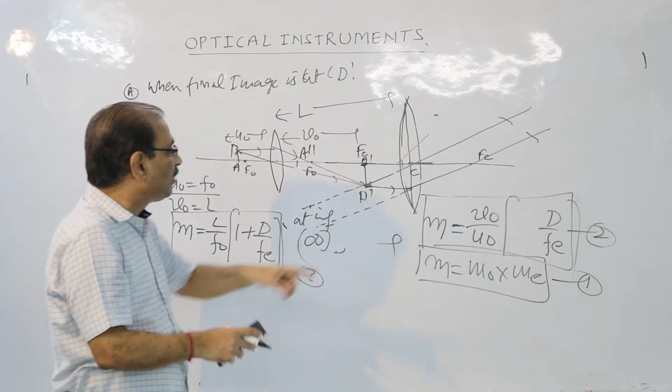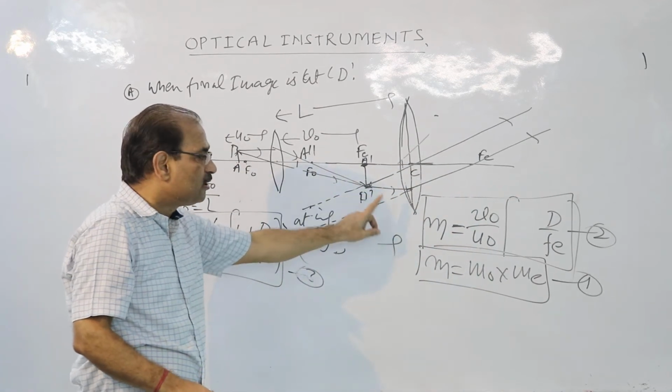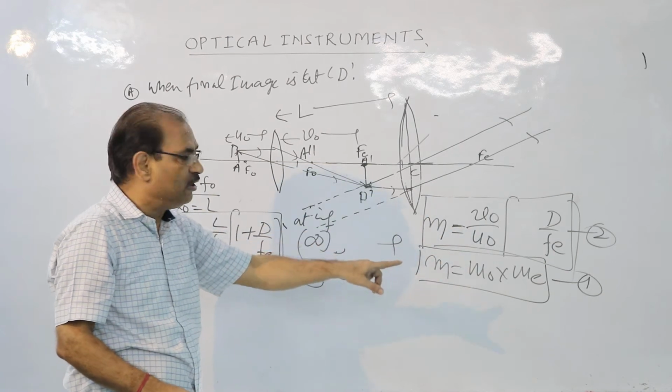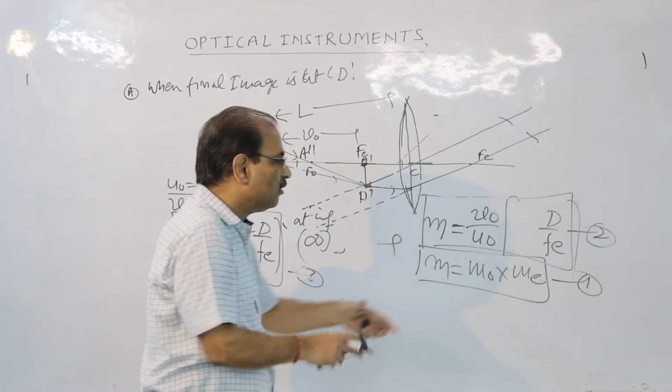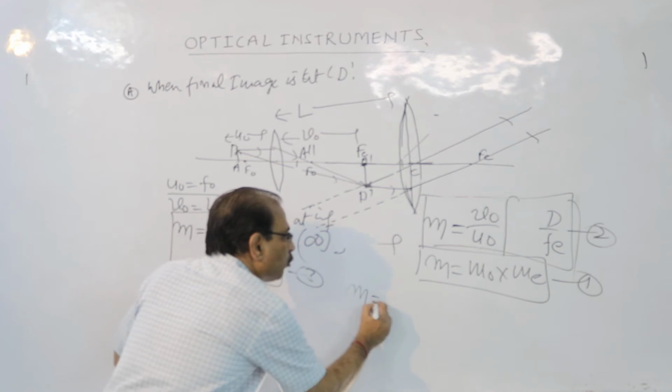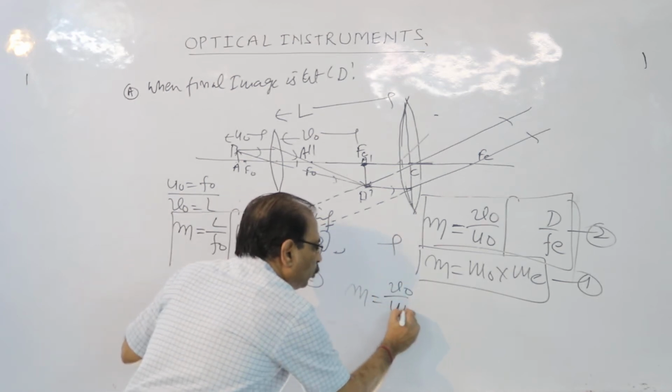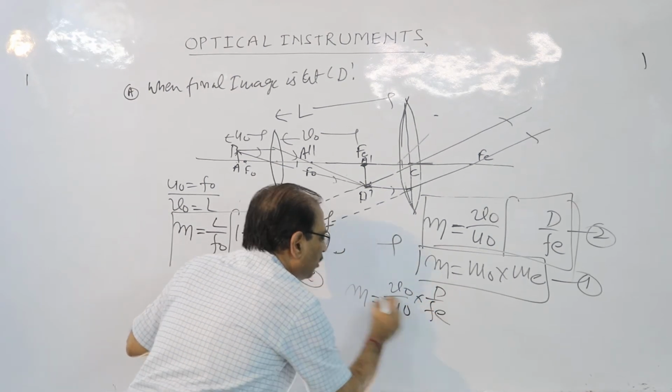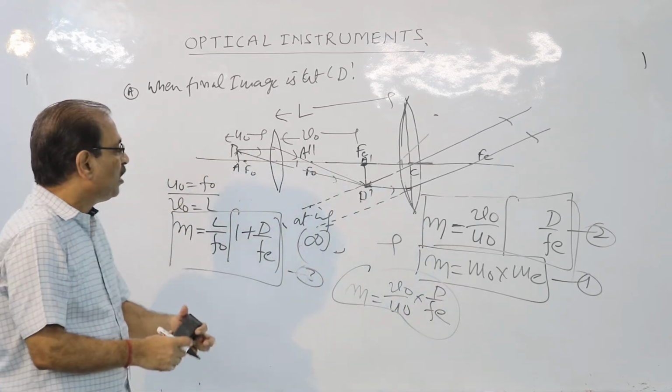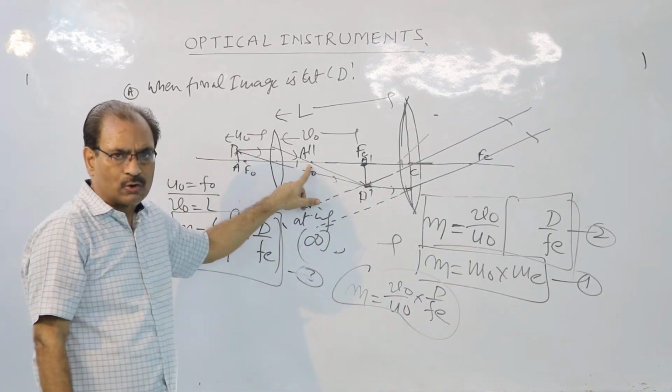For the second case, when the final image is formed at infinity, the magnification is given by D upon FE. So this becomes the final formula. From my side, M is equal to VO upon UO into D upon FE. The final answer. Alright. So these are the two cases for compound microscope.